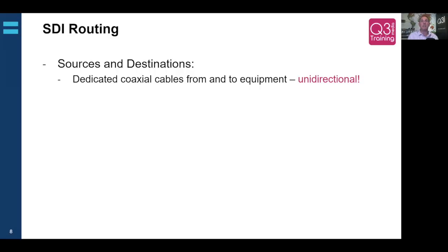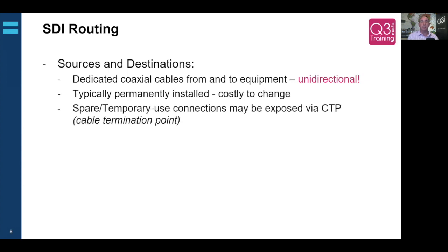Sources and destinations in an SDI system, lots of cable. And it's dedicated, it's unidirectional. If you want to get from an output of a camera CCU to a router, or from a router to a monitor, there has to be a dedicated wire pulled in specifically for that purpose, across the building. It's a very costly way to install systems. So as a result, it's typically permanently installed because it's not really practical to go rearranging things once you've got operations in the building. Spare capacity on a router is often exposed so that you can plug up temporary equipment. That's quite common on a cable termination point, a row of BNCs in the back of your rack, or even in the front of your rack on some kind of jack fields.